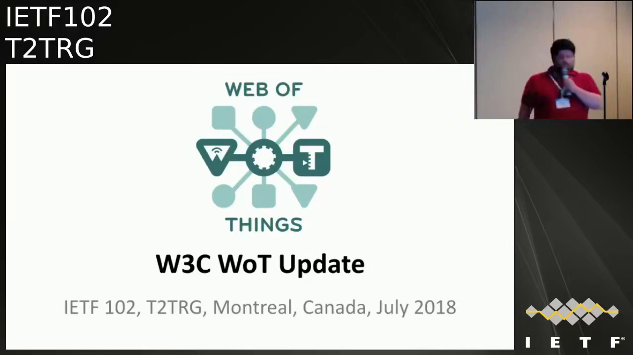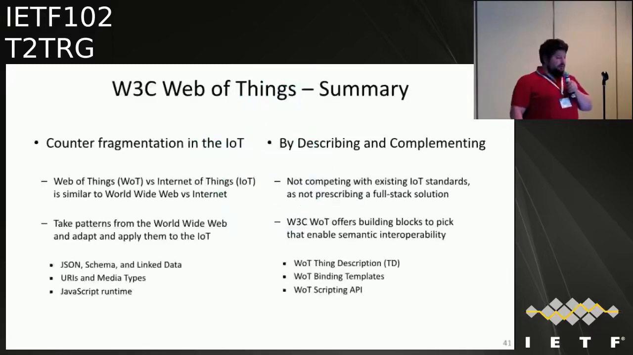Okay, let's catch up some time. So this is an update from the W3C Web of Things activity. There's an interest group and a working group there. Just a summary of what this work is about. In general, it's about countering the fragmentation in the IoT so that it becomes easier to build applications and so on. And we want to do this in a way that it's descriptive and complementing the existing IoT standards that are already out there.